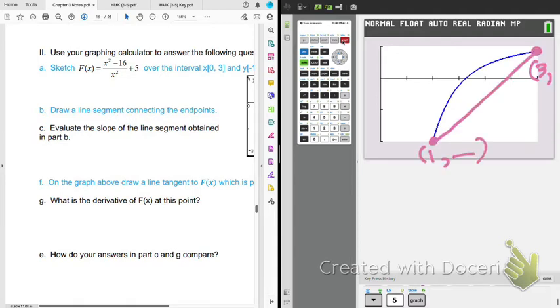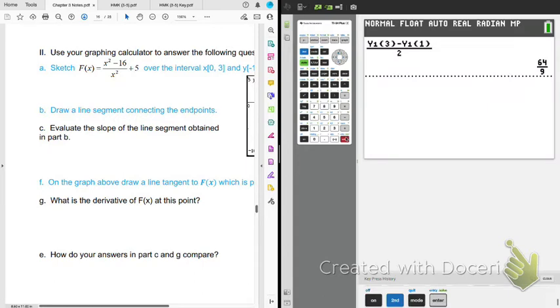I'm going to show in part C, I'm doing the slope as f of 3 minus f of 1 over 3 minus 1. And we know how to find those slopes now, yes? Okay, so take a minute and find that slope. All right, so my slope came out evenly to 64 over 9. Did we all get that?